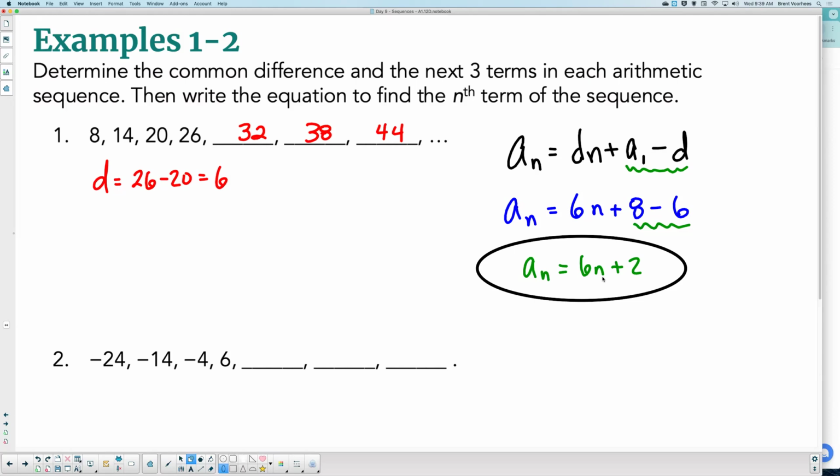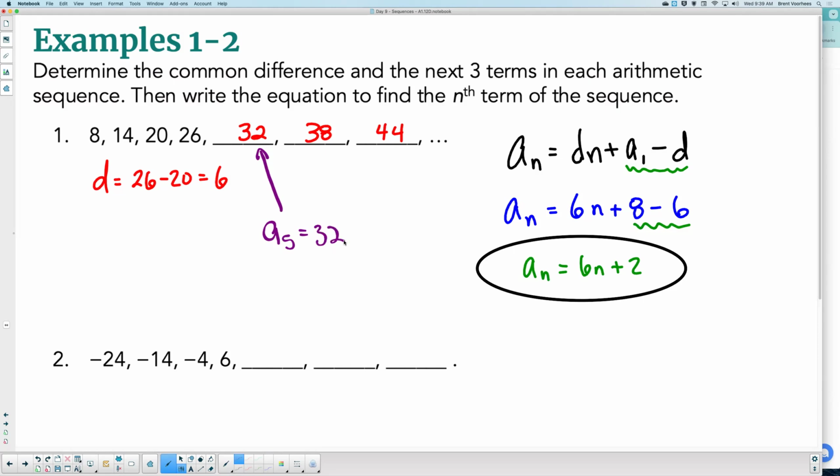You ready? Look up here. What's the fifth term? When you look up here, what's the fifth term? 32. Perfect. The fifth term is 32. So here's how the formula works. If this is the fifth term, that would be A5 equals 32.